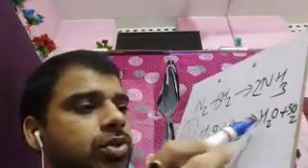Second, hydrogen sulfide gas burns in air to give water and sulfur dioxide. Hydrogen sulfide, H2S, burns in air and gives H2O plus SO2. Now you have to balance this equation.